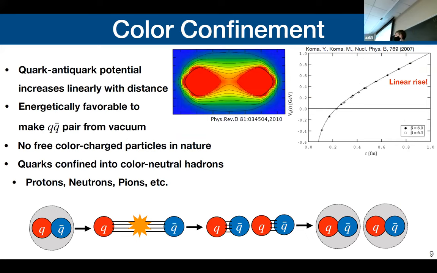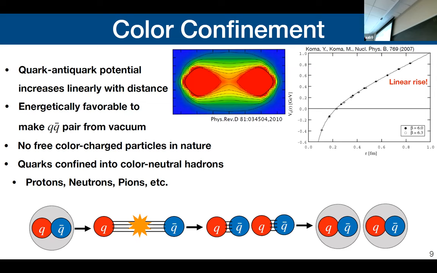The other property of QCD is color confinement. If you consider a quark and an anti-quark interacting, consider the fields between them. You can see a plot of that up there in the top middle of the slide. If you increase the distance between the quark and the anti-quark, you'll find that the potential increases linearly with distance. It's not a 1 over r potential like quantum electrodynamics. So it doesn't go to zero at large distances. It actually goes to infinity.